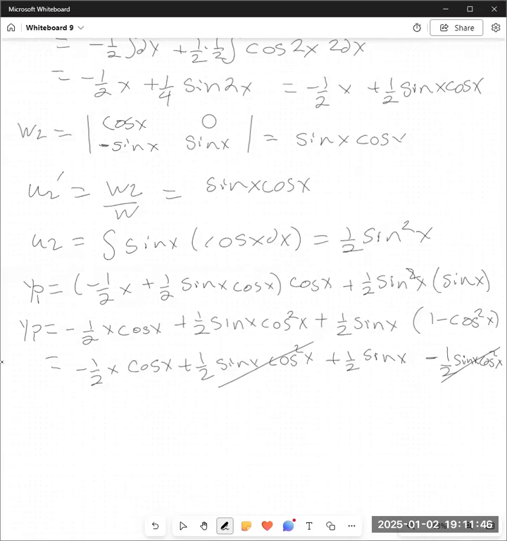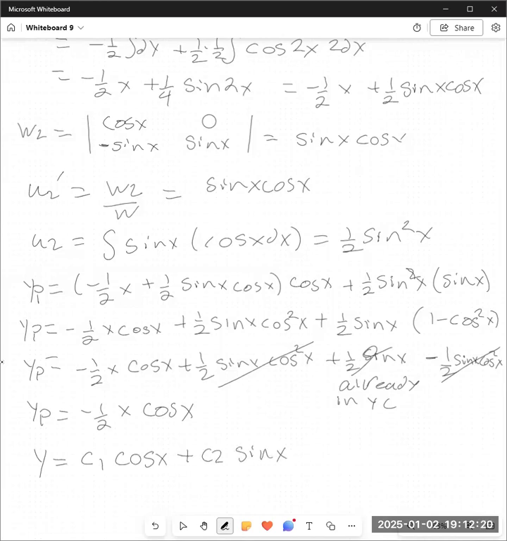This 1/2 sine x gets absorbed into the YC, which has a generic C1 sine x term. So I don't need this one because it's already in YC. So my YP that I need to keep is -1/2 x cosine x, giving me a final total solution of C1 cosine x plus C2 sine x minus 1/2 x cosine x.